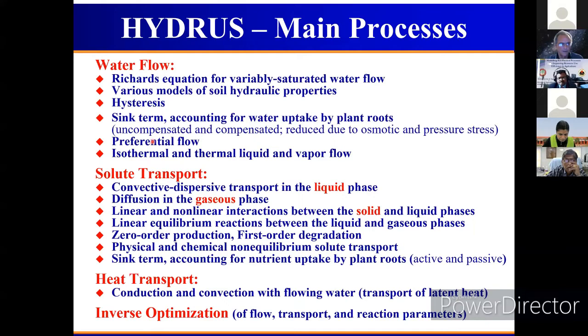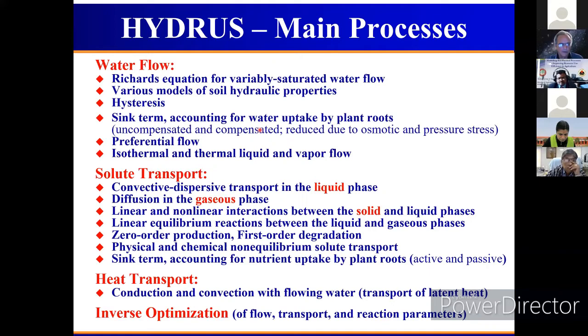We also have a module which can deal with both isothermal and thermal flow, both in the liquid and vapor phase. In terms of solute transport, we consider convective-dispersive transport in the liquid phase and diffusive transport in the gas phase, which means that we can also simulate volatile chemicals. We also consider various linear and nonlinear interactions between solid and liquid phase, and also various equilibrium and non-equilibrium reactions. We can account for both physical and chemical non-equilibrium solute transport. And again, we have a sink term in the governing equations, which can account for nutrient uptake by plant roots. This nutrient uptake can be both passive or active, and similarly as here, both compensated and uncompensated.